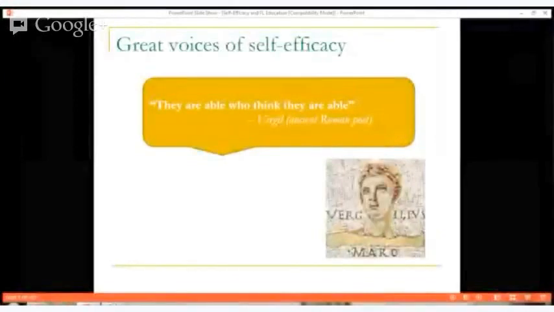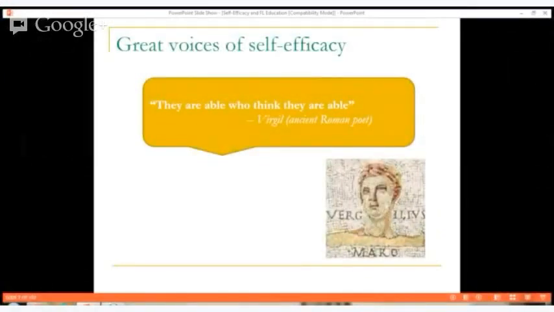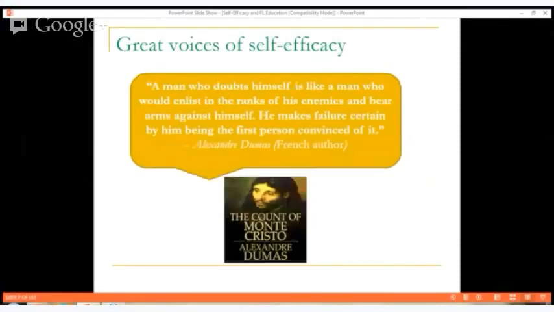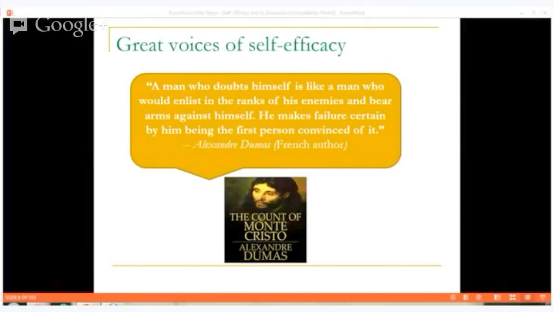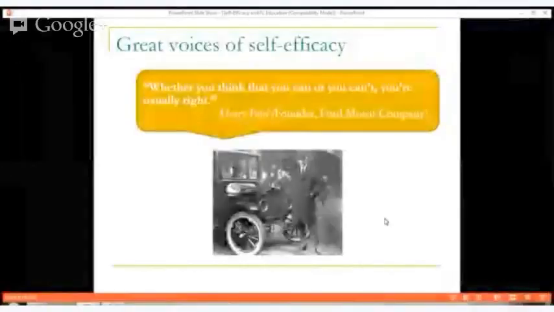So, great voices of self-efficacy. Albert Bandura was not the first person to talk about this. A great voice of self-efficacy is Virgil, who stated, they are able who think they are able. Another great voice of self-efficacy is Alexandre Dumas, who stated, a man who doubts himself is like a man who enlists in the ranks of his enemies and bears arms against himself. He makes failure certain by being the first convinced of it. Another great voice of self-efficacy is Henry Ford: whether you think that you can or you can't, you're usually right.